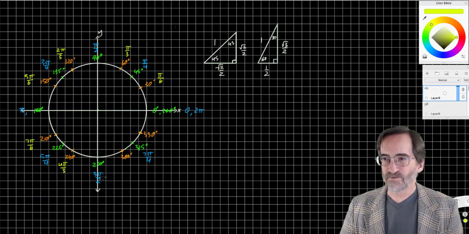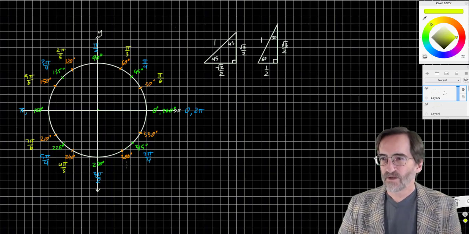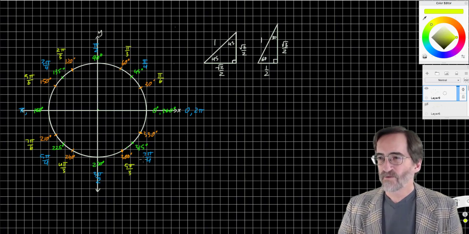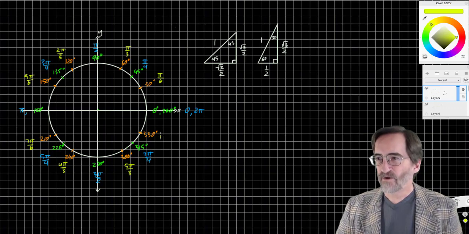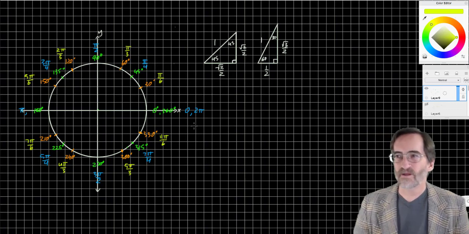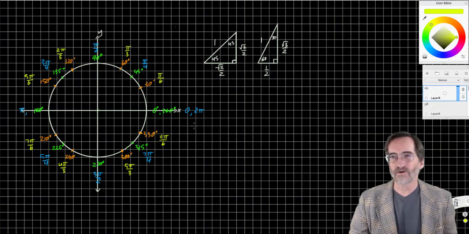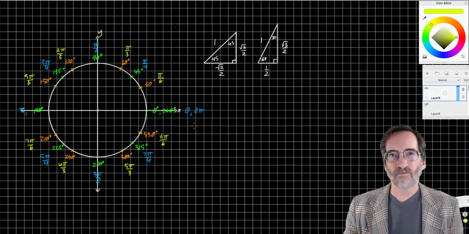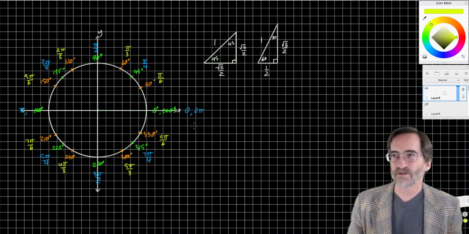9 pi over 6 reduces to 3 pi over 2. 10 pi over 6 reduces to 5 pi over 3. Okay. 11 pi over 6. And then 2 pi is 12 pi over 6. There we go. There's our common reference angles, our common angles in radians.